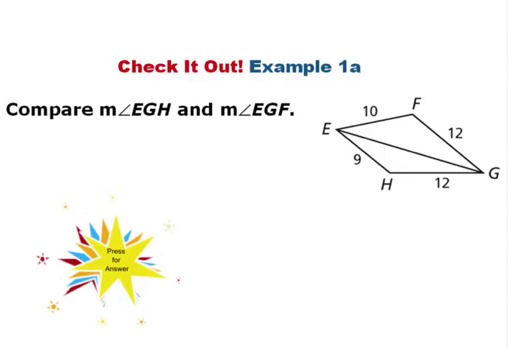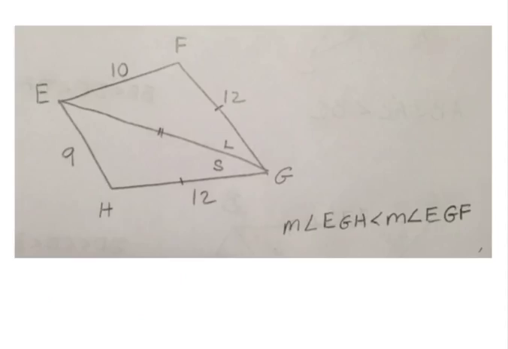Give this one a try. Press play when you're ready to see the answer. I would like to know how the measure of EGH relates to the measure of EGF. And here's the answer. Again, notice that those two angles are sandwiched between two congruent sides. EG is congruent to itself, and FG is congruent to HG.